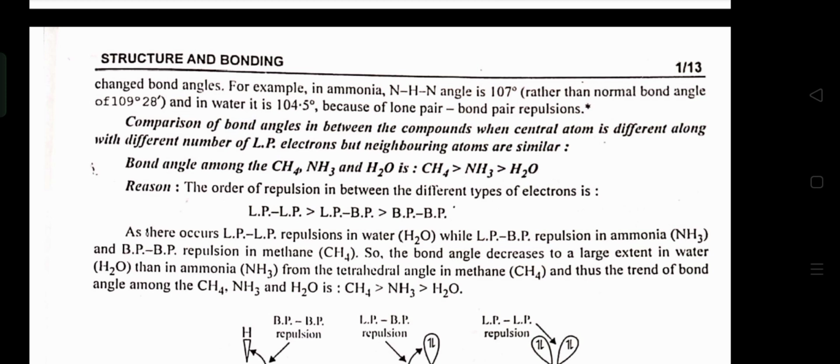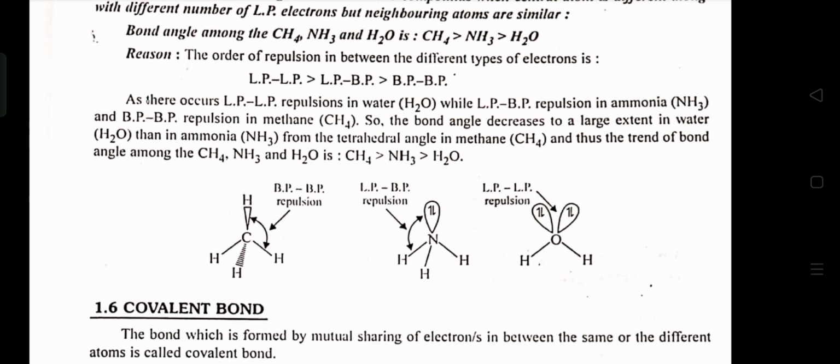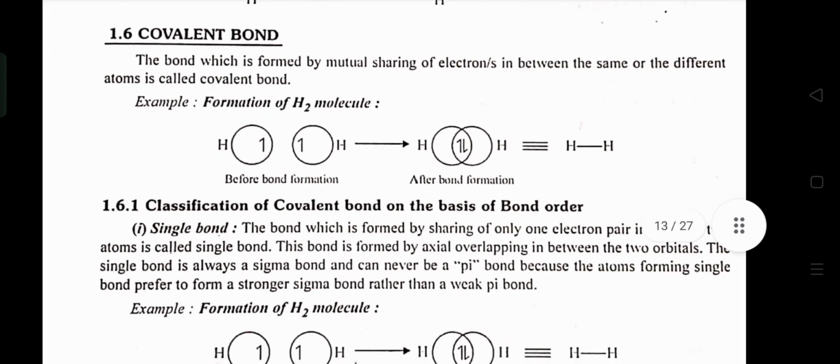The reason is the order of repulsion between the different types of electron pairs: maximum in lone pair-lone pair repulsion, then lone pair-bond pair, and the minimum repulsion takes place in bond pair-bond pair. There is lone pair-lone pair repulsion in H2O, lone pair-bond pair repulsion in NH3, and bond pair repulsion in CH4. The bond angle decreases to a larger extent in water than in ammonia from the tetrahedral angle in methane. Thus, the trend of bond angle along CH4, NH3, and H2O is maximum in CH4 and minimum in H2O.